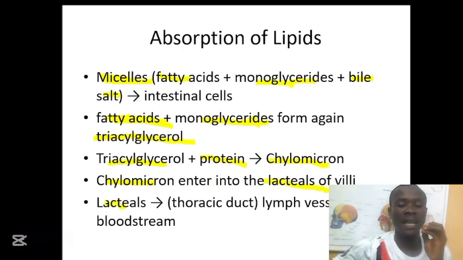From the lacteal of the villi, it will enter into the lymphatic system. We have a large lymph vessel called the thoracic duct, so it will enter into the thoracic duct. From the thoracic duct, it will enter into the bloodstream, where it is transported to the heart, and the heart now will pump it to the rest of the body.